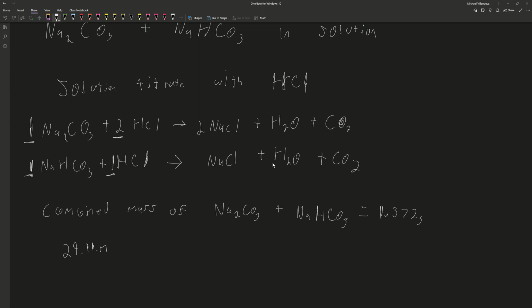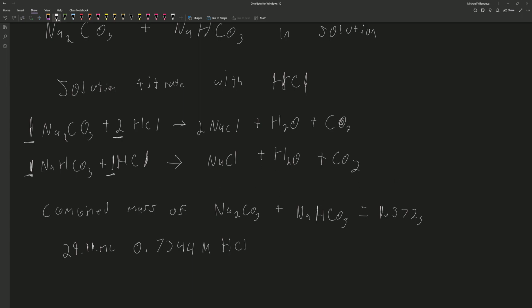Let's say that when I titrated it, I used 29.11 milliliters of 0.7344 molar HCl. So I used this many milliliters of this concentration of HCl to titrate 1.372 grams of Na2CO3 plus NaHCO3. I don't know how much of each one there is, but the combined sample is 1.372.